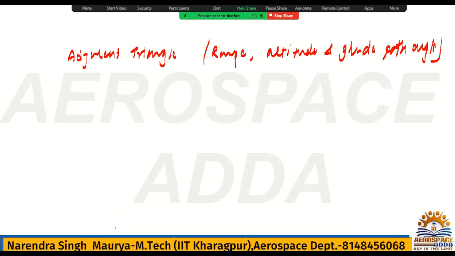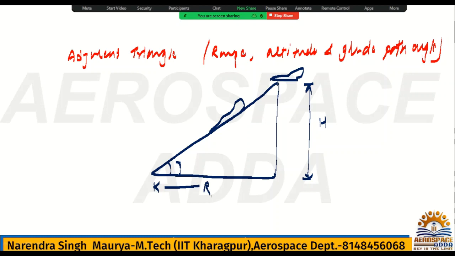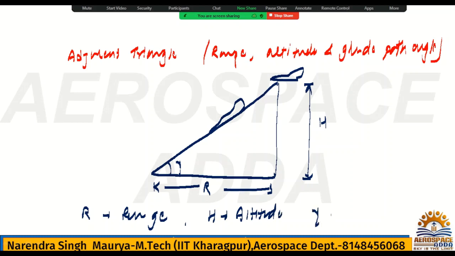Check, it's very simple. Suppose the glider or aircraft is here. Now it is going to glide like this. Okay, this will be the gliding path angle gamma. This is the altitude from where the aircraft is going to glide, or where the glider is going to start gliding, h, and this is the range. Yes or no?